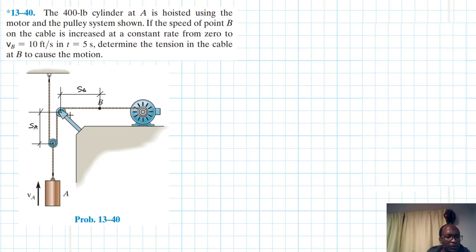This is SA. So let's write the equation that relates to the length. Of course, we've left these other parts which are just constants. So we are going to have 2SA plus SB equal to L. Therefore we'll have 2VA plus VB equal to 0, and then we'll have 2AA plus AB equal to 0.